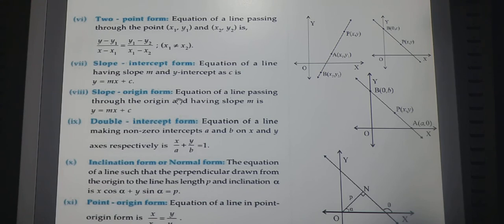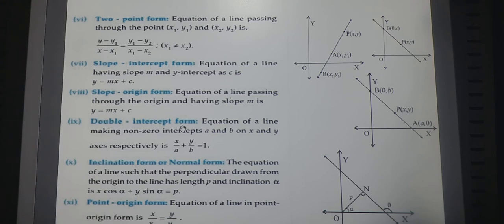Slope-origin form. The equation of a line passing through the origin and having slope m is y equals mx plus c. When this line passes through the origin, we can say here the intercept is 0. So we write here y equals mx. So in place of c we have to write c equals 0, that is, y equals mx is the equation of a line passing through the origin.